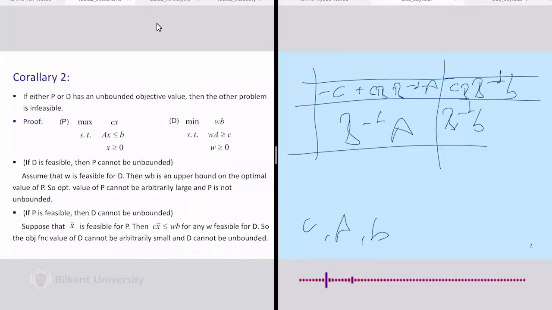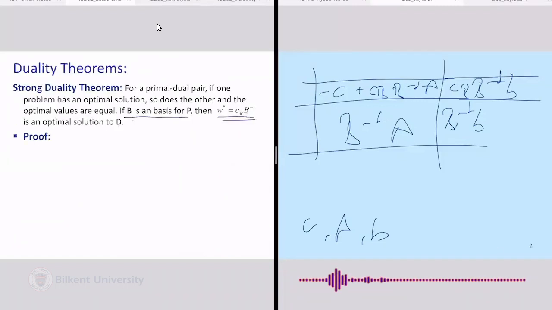It's an interesting theorem. It says, again, for a primal dual pair, if one of these problems has an optimal solution, so does the other one. That's all it says. If one of them has an optimal solution, so does the other one. It also utilizes during the proof that this dual solution can be deduced from the simplex table because it's CBB inverse. If B is my optimal basis, then CBB inverse is the optimal dual solution corresponding to this primal optimal solution. This is what strong duality says.